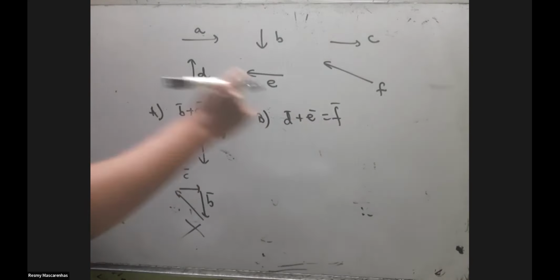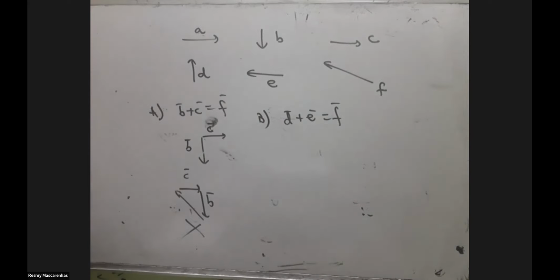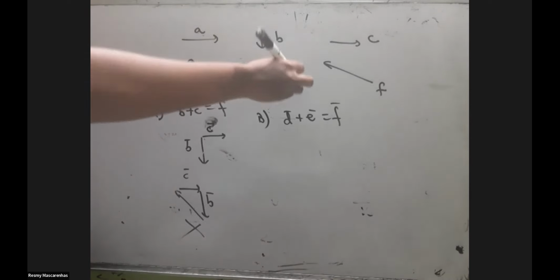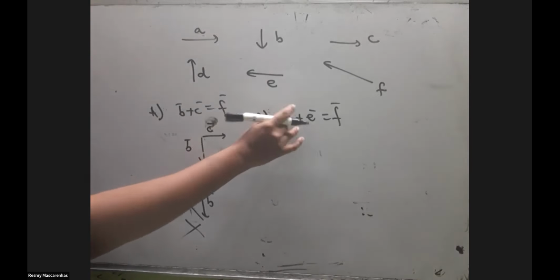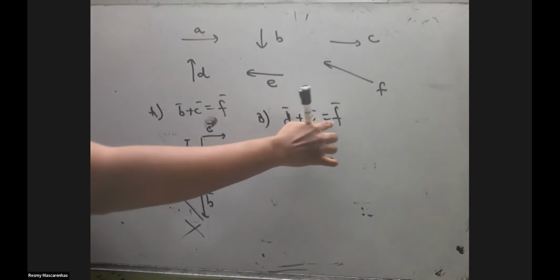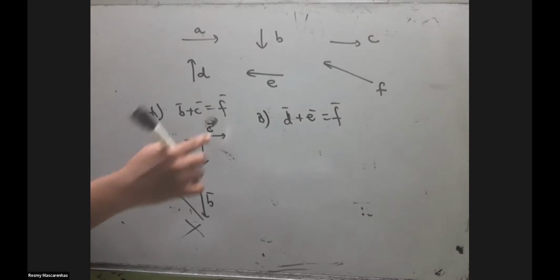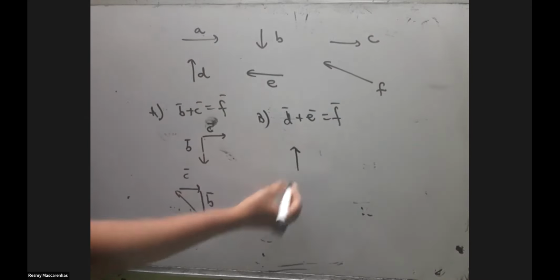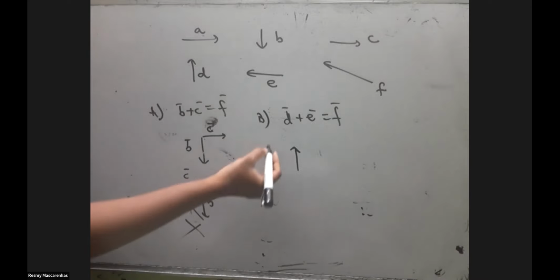D bar plus E bar is equal to F bar. Now we'll check D and then E.